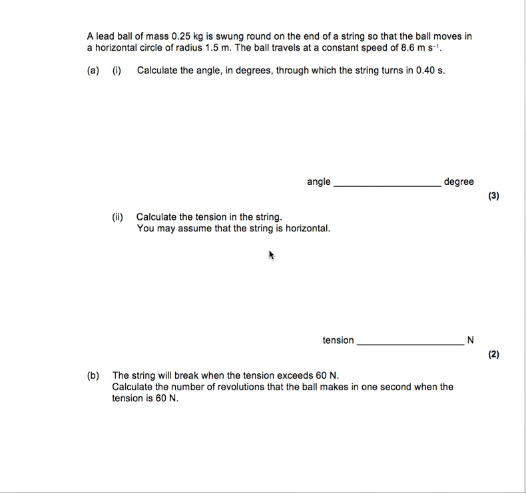I have an exemplar of a circular motion past paper question, and I thought I would talk you through it to help you see how this is done if you're having any difficulty. So it says a lead ball of mass 0.25 kilograms, so there's an important fact for us, that 0.25, is swung round on the end of a string so that the ball moves in a horizontal circle of radius 1.5 meters. The ball travels at a constant speed of 8.6 meters per second.